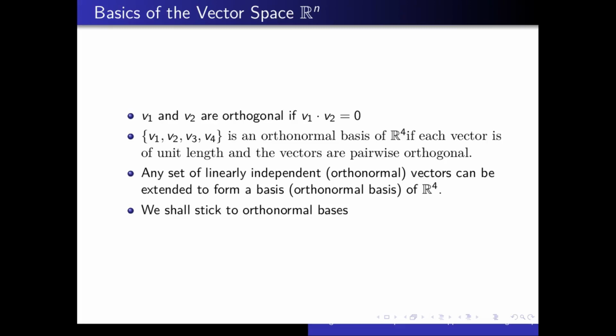Any set of linearly independent vectors can be extended to form a basis of R4. So if I have two linearly independent vectors in R4, there are ways of extending that to a total of 4 linearly independent vectors which form a basis for R4. Now if the set is orthonormal, I can also extend it to an orthonormal basis. Orthonormal bases are very nice for our work, for reasons that will become apparent. One reason is that it's very easy to compute the coordinates of a vector with respect to a basis when the basis is an orthonormal basis. So mostly we shall work with the orthonormal basis.